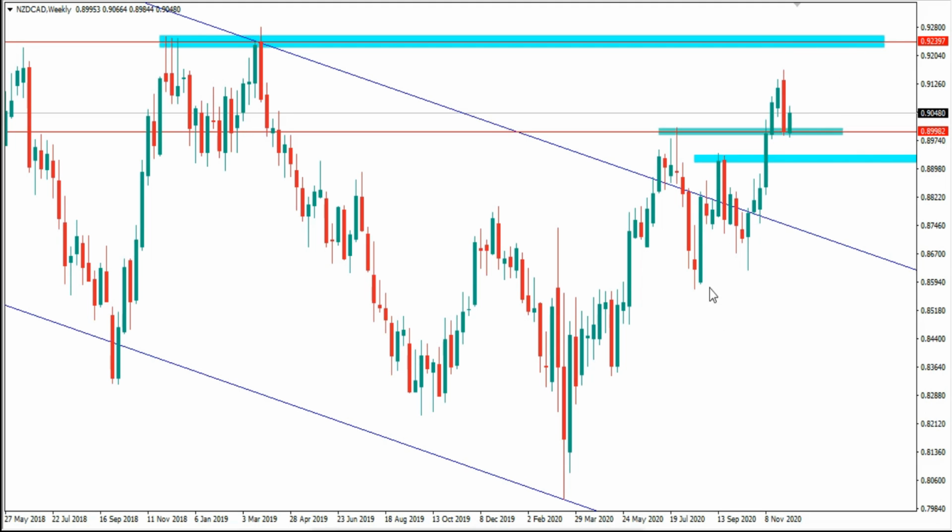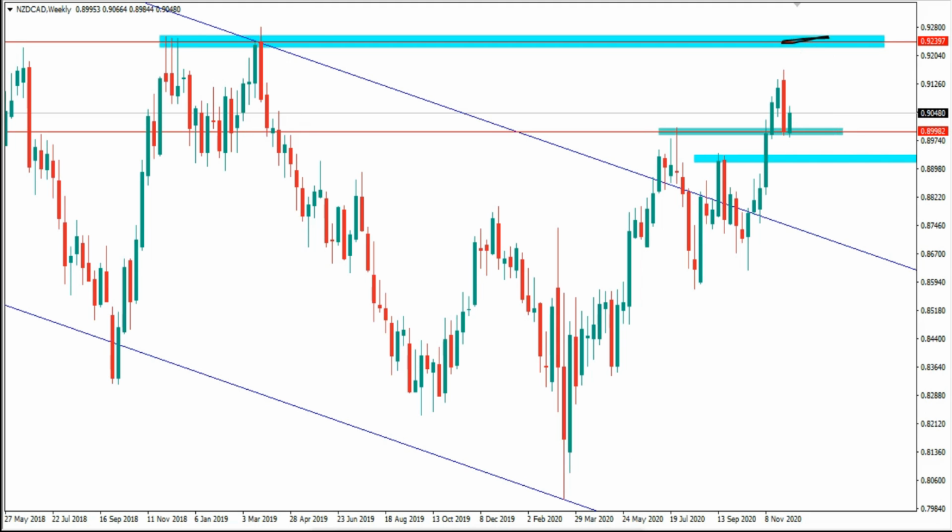So from the weekly time frame, we have rejection of support at 89.98. So what we will expect will be to see continuation to the monthly target at 92.39 over the next few days or weeks, as the case may be.